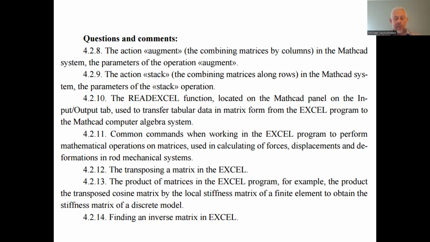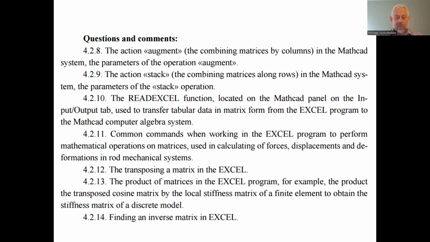The READEXCEL function, located on the Mathcad panel on the input-output tab, is used to transfer tabular data in matrix form from the Excel program to the Mathcad computer algebra system. Sometimes it's easier to bring the data from Excel to Mathcad. It's comfortable to prepare the data in Excel, or we can have the data aside in Excel format and transfer it automatically to Mathcad. To do that, usually we have to have the Excel file and the Mathcad file together in the same folder.